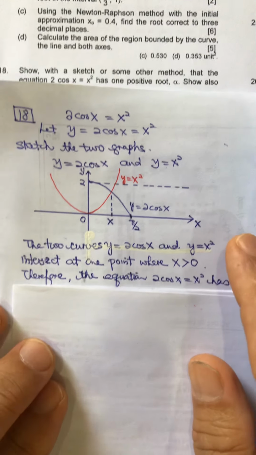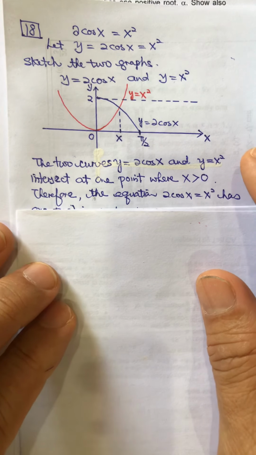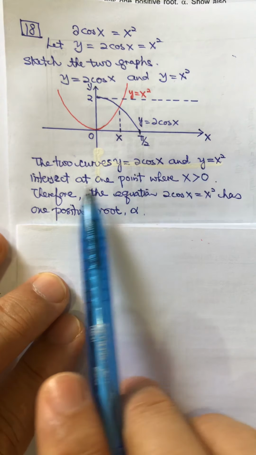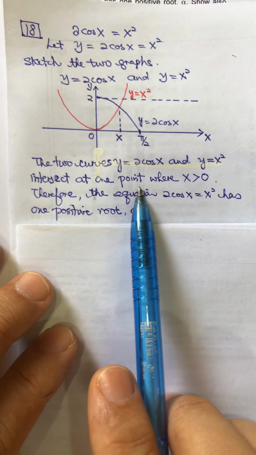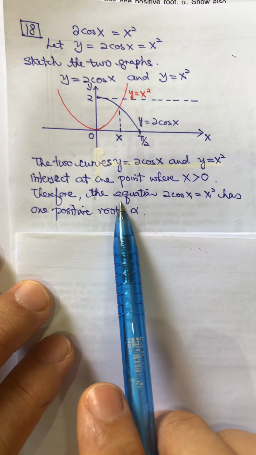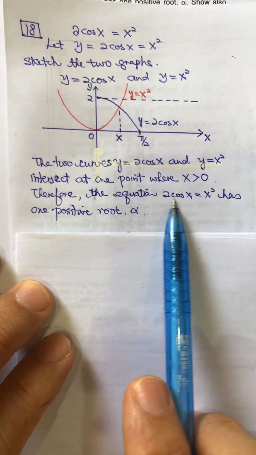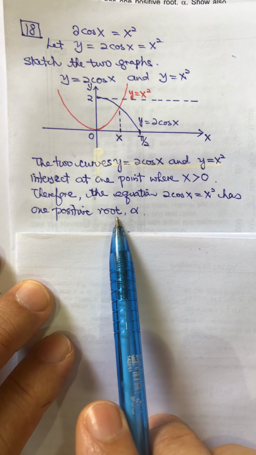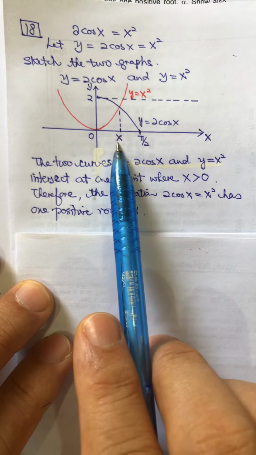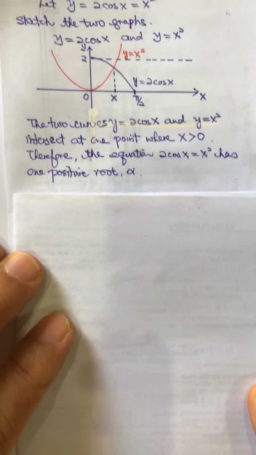Therefore, you see, the two curves y equal to this and this intersect at one point where x equal to 0. Therefore, obviously x is greater than 0. Therefore, the equation given has one positive root. That means they cut at one point only where x is positive.